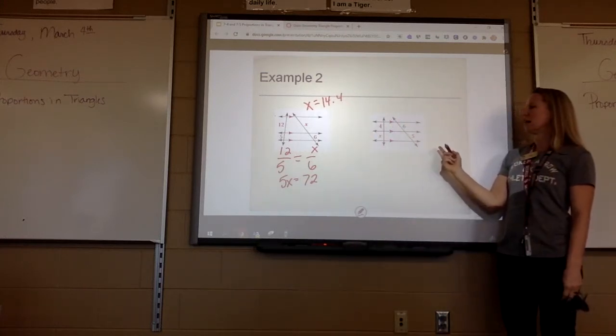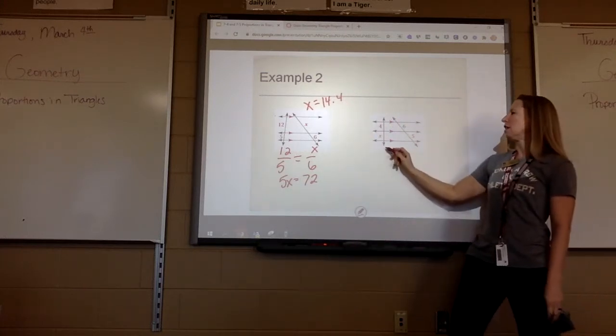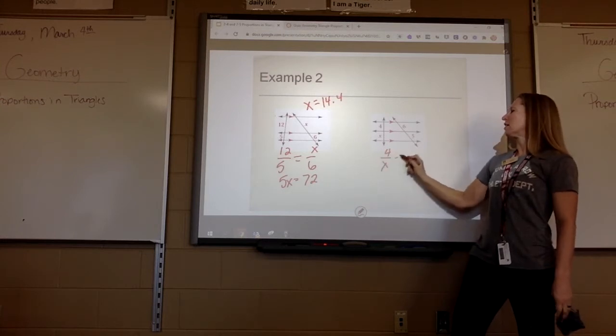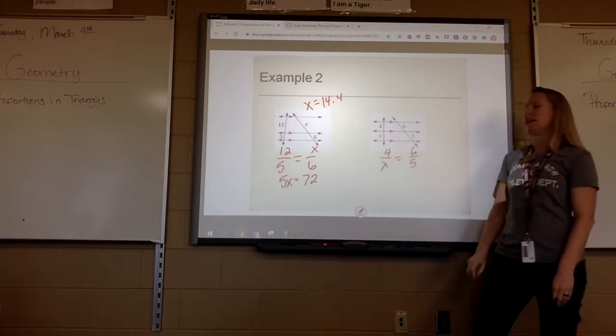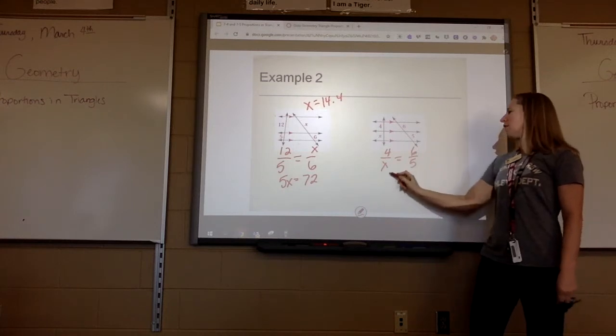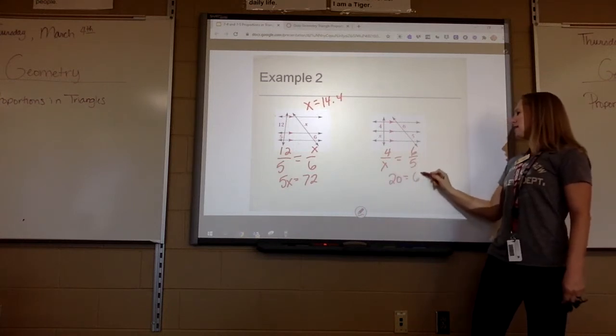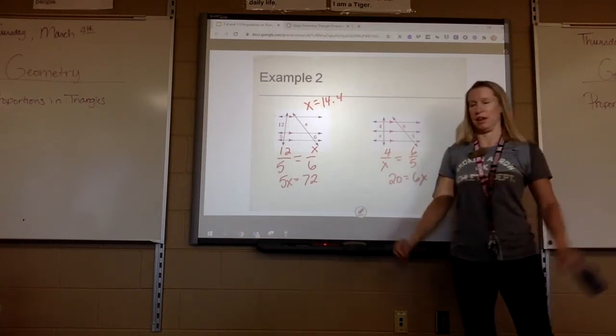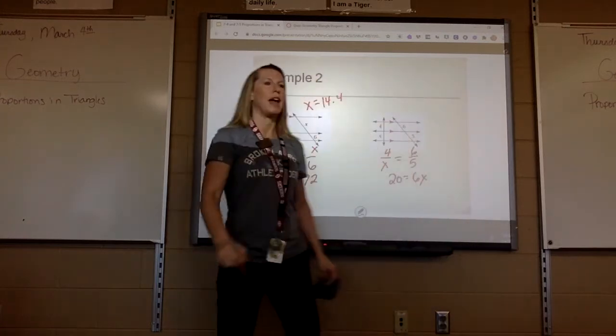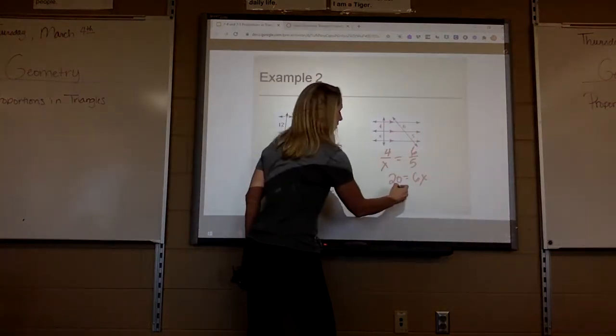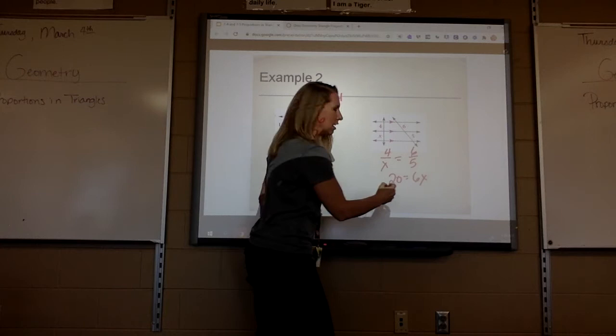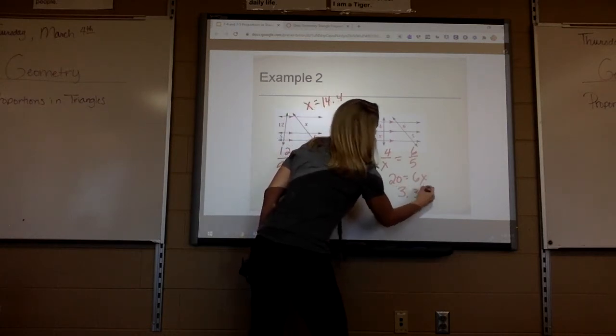Okay, so this one, how could I set up that proportion? 4 over x, 6 over 5. 4 times 5 is 20. 6 times x, 6x. You'd get another decimal there. 3.33.